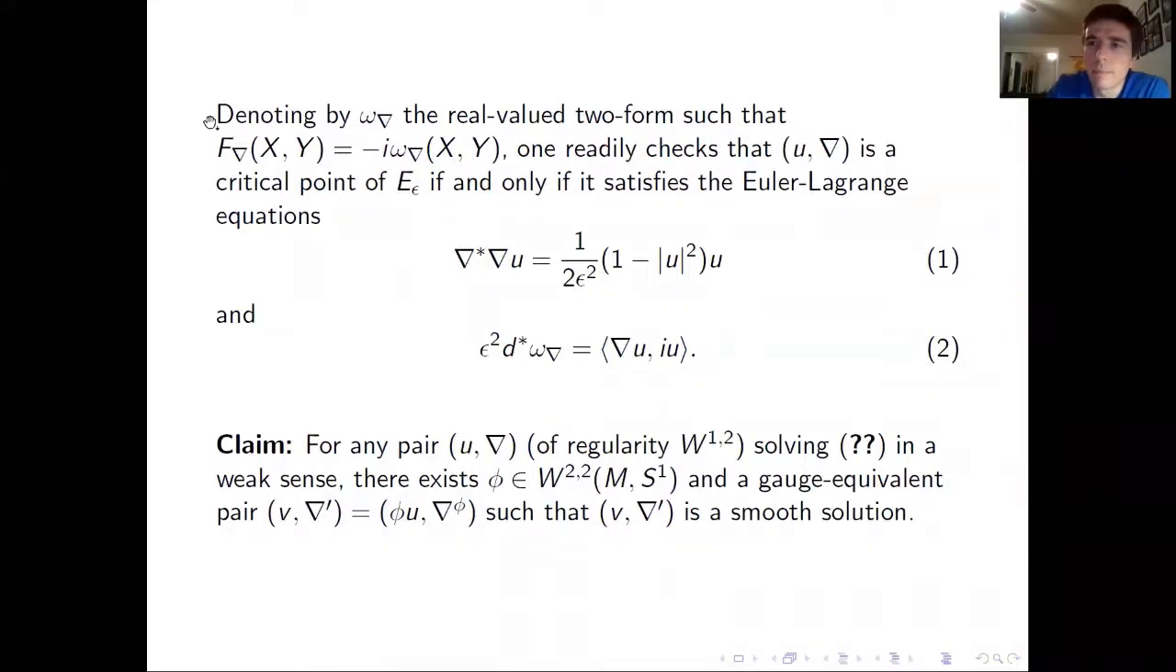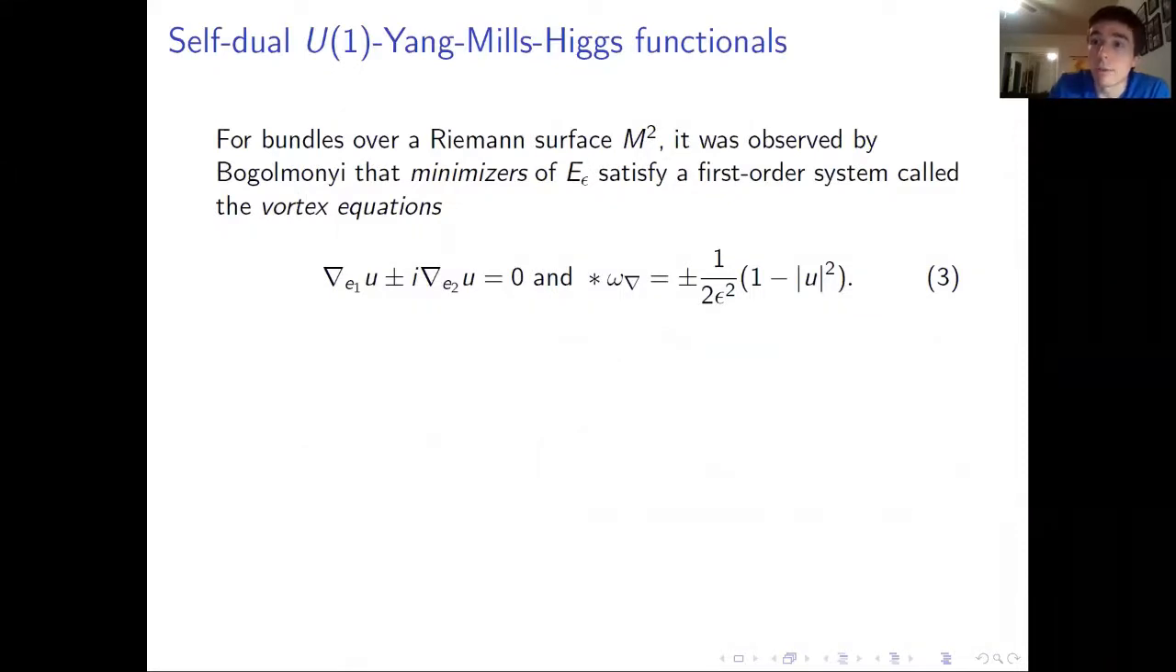Okay. So now let's get a bit into the geometry of these functionals. For bundles over a Riemann surface, it was observed by Bogomolny in the 70s or 80s that minimizers of these functionals satisfy a special first-order system called the vortex equations. So we saw a general critical point satisfies the second-order equation. For minimizers in 2 dimensions, we have this first-order reduction, where what does it tell us?